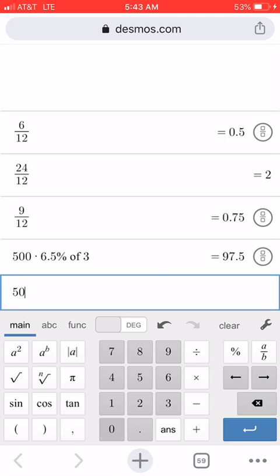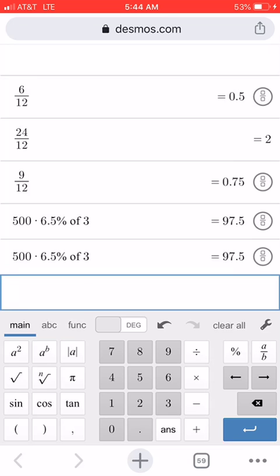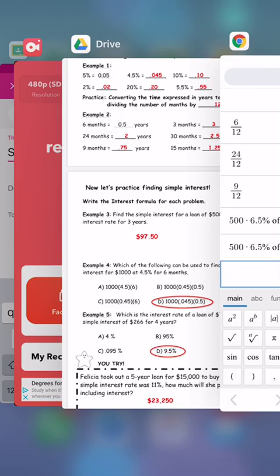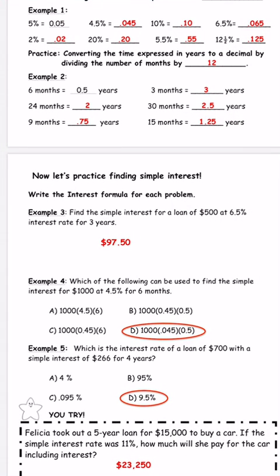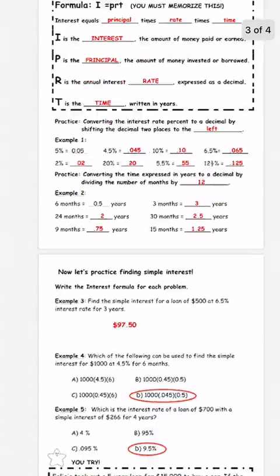Let's try it again. 500 times 6.5% 3. Notice how it said 6.5% of. I didn't press of. I just pressed a percent, and it just says of. And all you do is type in whatever number of years. 97.5. Okay. Notice I didn't have to put 6.5 and move my decimal. If you want to practice that at home, you can practice that. But with this calculator, you don't have to do that. And that's why we have the calculators.